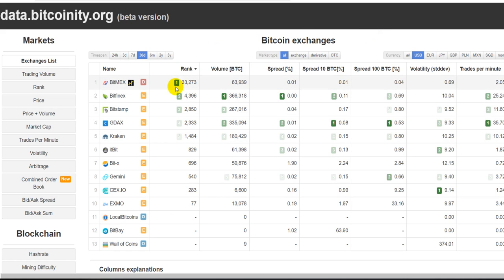We have the ranking of the volume. Of course, BitMEX number one is a derivative. It's not a real exchange because it has this leverage thing, and you can't compare it with a normal exchange like Bitfinex, Bitstamp, or Binance or something like that. There is no Binance here. Why can't I see Binance? Okay. Anyway, there are really some things missing, but it has some really good data.